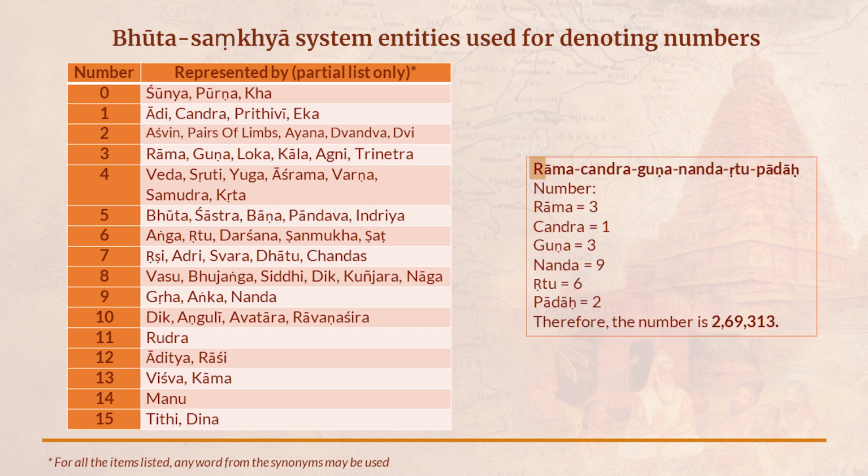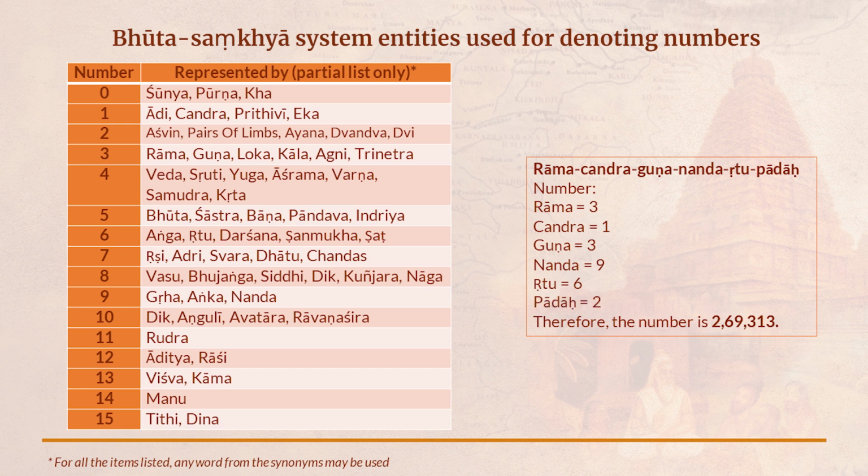It says Ramachandra Guna Nanda Ritu Padaha. So let us first split it. Rama, that is the first one that you get. As I told you, Rama means a number 3. Chandra, there is only one moon. So Chandra means 1. Guna, there are 3 gunas. Sattva, Rajas, Tamas. So Guna actually means 3. Nanda is 9. Ritu or seasons 6. Padaha, we all have only 2 legs. So 2.